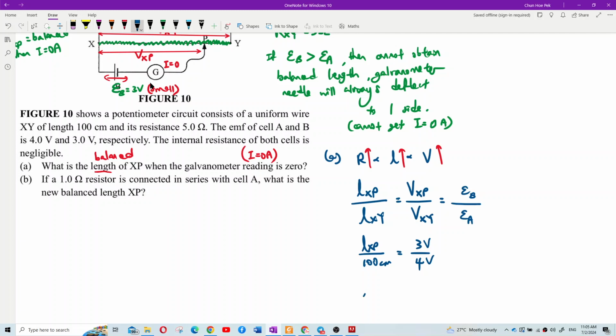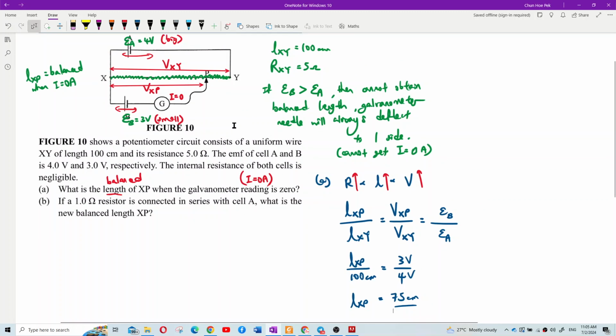So what is length XP? What is length XP, class? Length XP is 75 cm. Okay, multiply. So if 4 volt is 100 cm, then 3 volt is 75 cm. Okay kan? So length XP is just 75 cm.